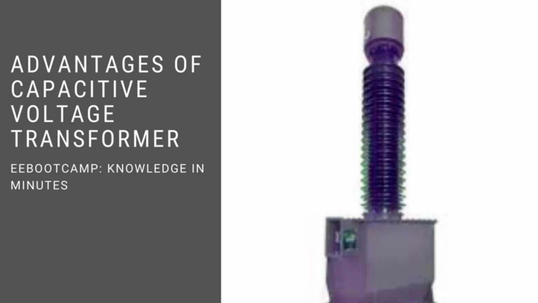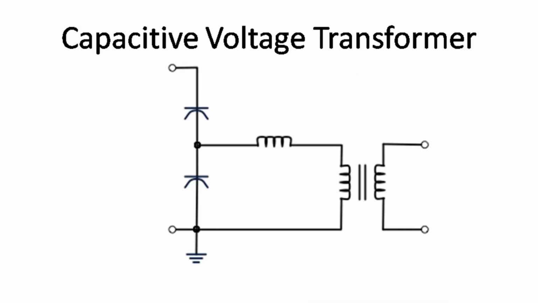In this video, I am going to go over the advantages of capacitive voltage transformers. As you probably know already, CVTs, or capacitive voltage transformers, are different from traditional voltage transformers, with two capacitors and an inductor as shown in front of you right now. Now, the two capacitors act as a voltage divider, and the inductor is to tune the device to the line frequency.